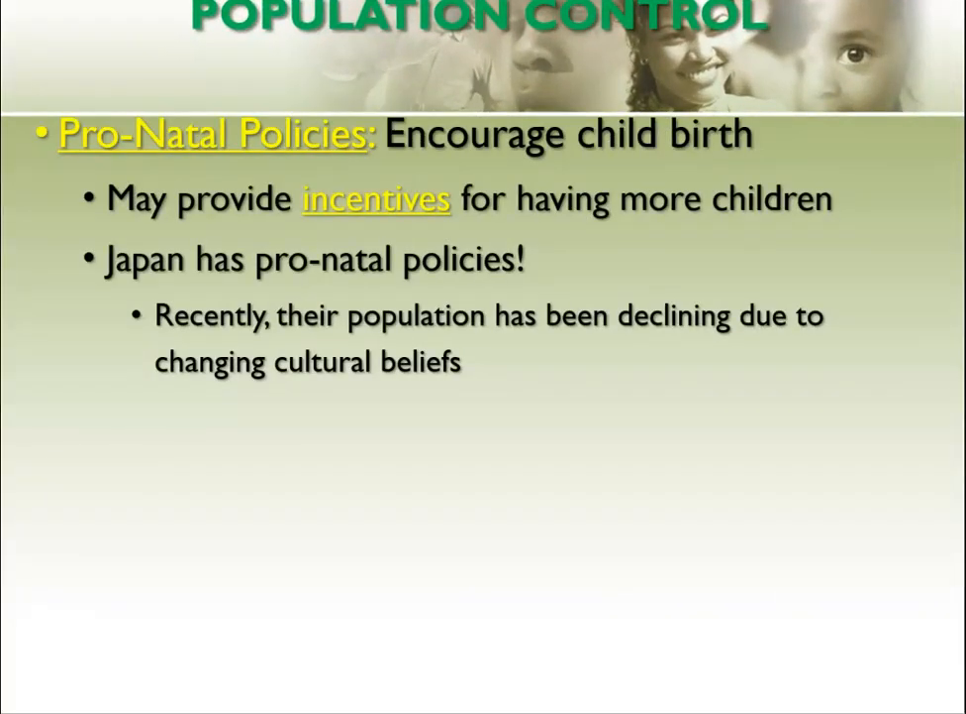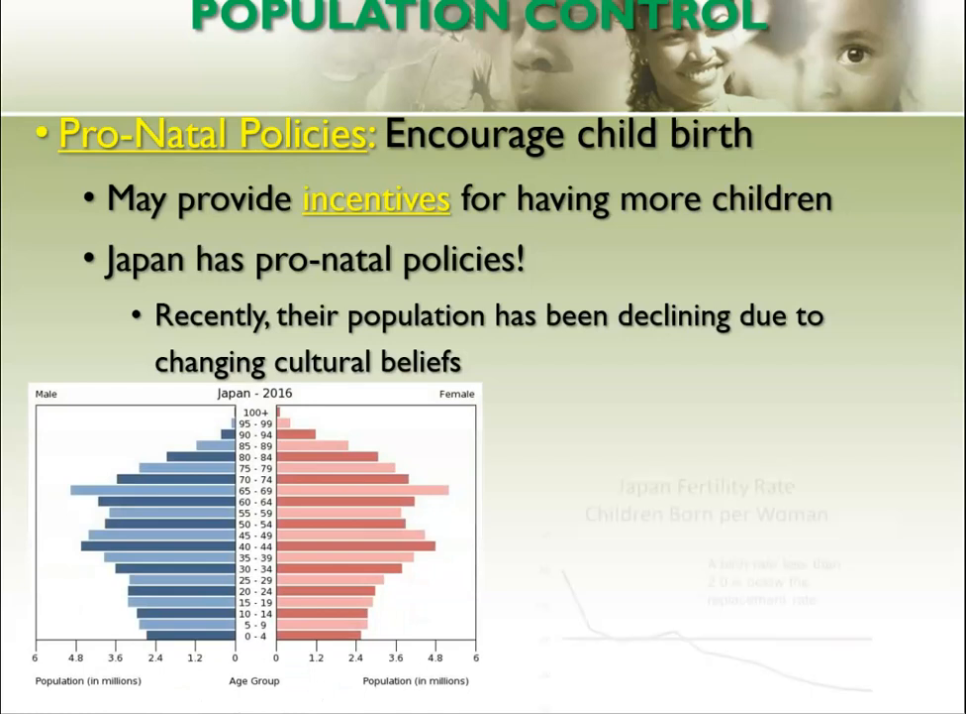Population control. One is pro-natal policies, which encourage childbirth. They may provide incentives for having more children, and this is the case in Japan, which has pro-natal policies. Recently, their population has been declining due to changing cultural beliefs.